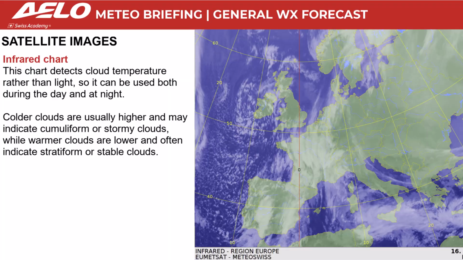Infrared Chart. This chart detects cloud temperature rather than light, so it can be used both during the day and at night. Colder clouds are usually higher and may indicate cumuliform or stormy clouds, while warmer clouds are lower and often indicate stratiform or stable clouds.